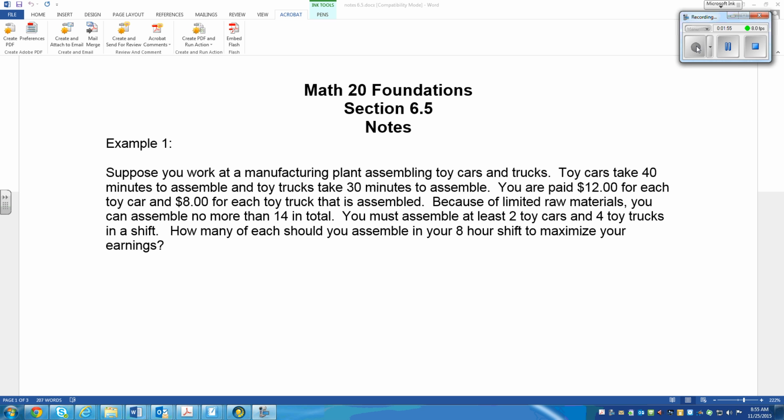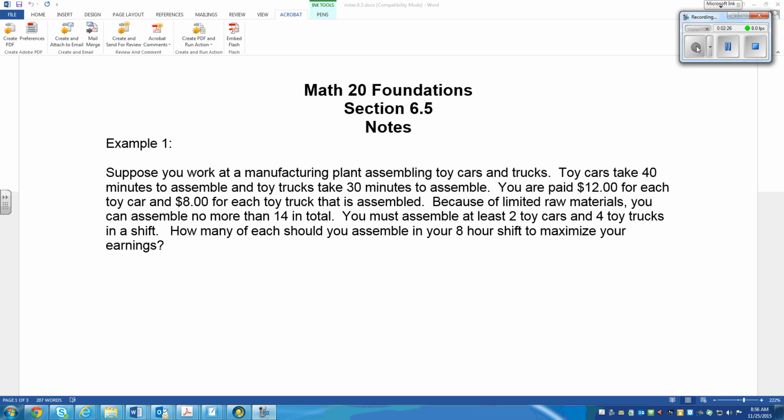Are you ready? Suppose you work in a manufacturing plant assembling toy cars and trucks. Toy cars take 40 minutes to assemble and toy trucks take 30 minutes to assemble. You're paid $12 for each toy car and $8 for each toy truck. Because of limited raw materials, you can assemble no more than 14 in total. You must assemble at least 2 toy cars and 4 toy trucks in a shift. How many of each should you assemble in your 8-hour shift to maximize your earnings?